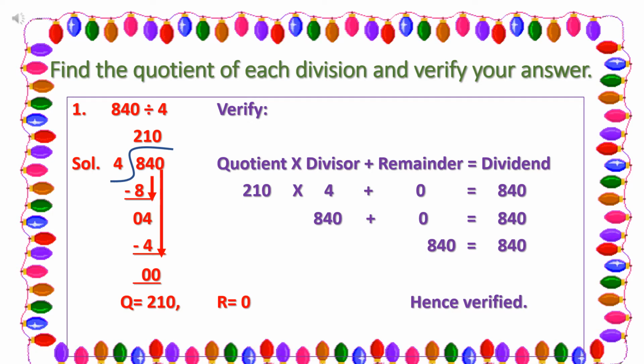Now we will multiply 210 by 4. And in result we got 840. 840 plus 0 is equal to 840. So because we have got 840, which is our dividend, so our answer is verified. Our answer is correct.